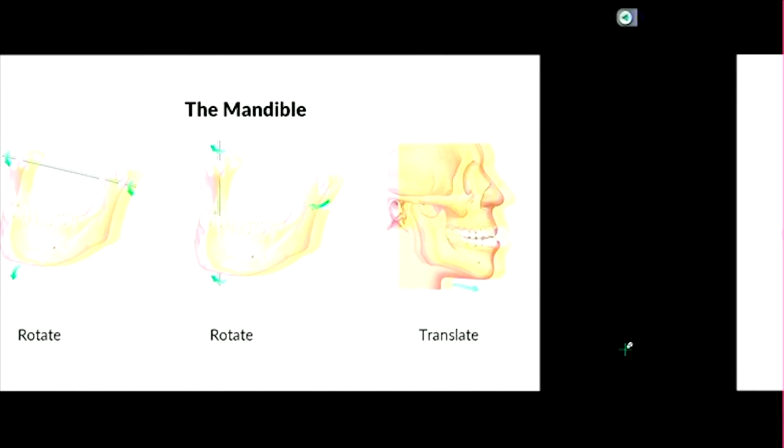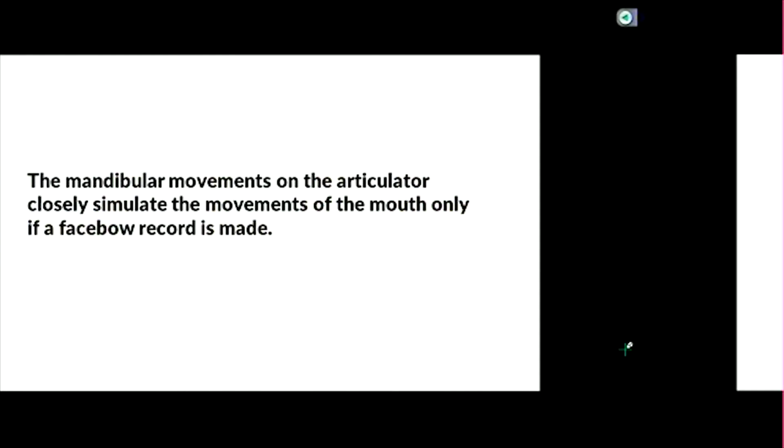So again, this is why it can be important to mount the cast in the correct anatomical position, relating the cast three-dimensionally to that hinge axis, because our movement is influenced by where we are in relation to the hinge. Okay, so the mandibular movement of the articulator closely simulates the movement of the mouth only if a face bow record is made. Question? How would we know?